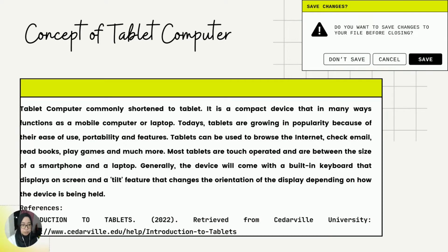So for the concept of tablet computer, commonly shortened to tablet, it is a compact device that in many ways functions as a mobile computer or laptop. Today, tablets are growing in popularity because of their ease of use, portability, and features. Tablets can be used to browse the internet, check email, read books, play games, and much more. Most tablets are touch-operated and are between the size of a smartphone and a laptop. Generally, the device will come with a built-in keyboard that displays on a screen and a tilt feature that changes the orientation of the display depending on how the device is being held.